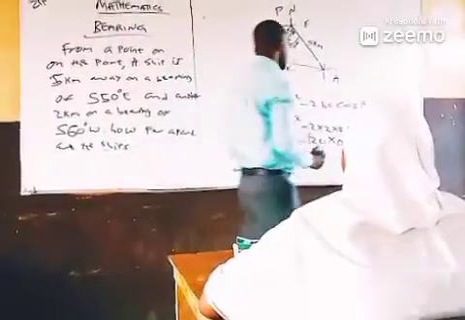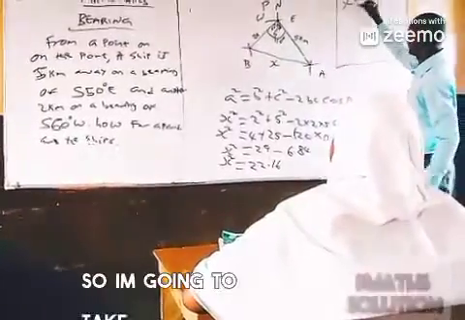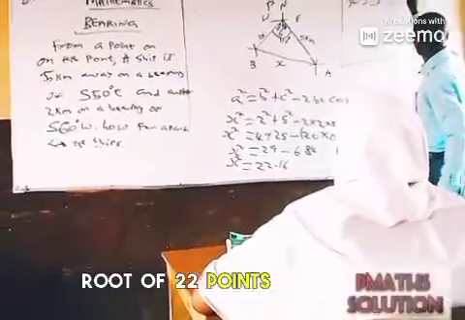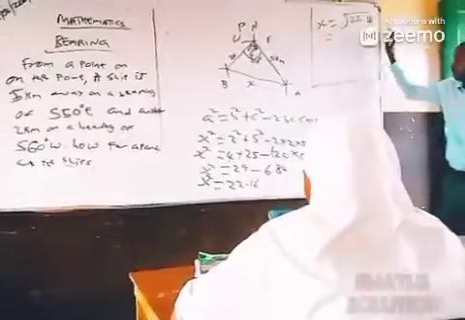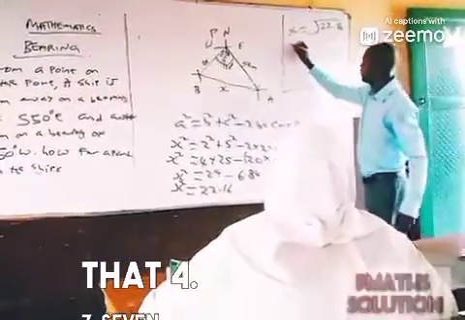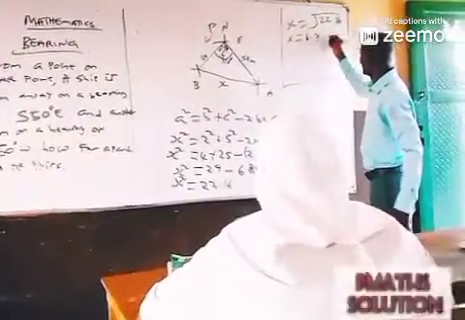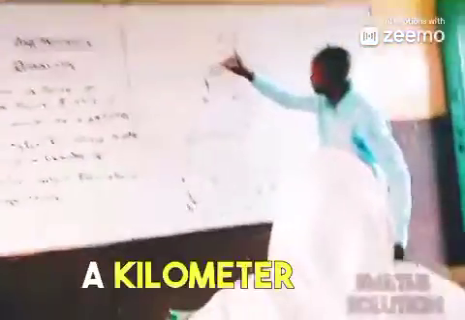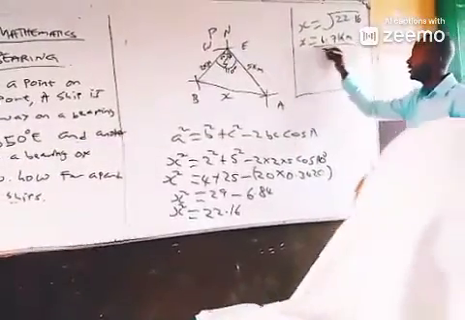But it's not x squared that I need. I need to find x. So I'm going to take the square root of both sides. Here I'll find the square root of 22.16. That's 4.7074, so x is equal to 4.7074, approximately 4.7. So this is in kilometers, this is in kilometers, so this has to be in kilometers also. And that is the final answer.